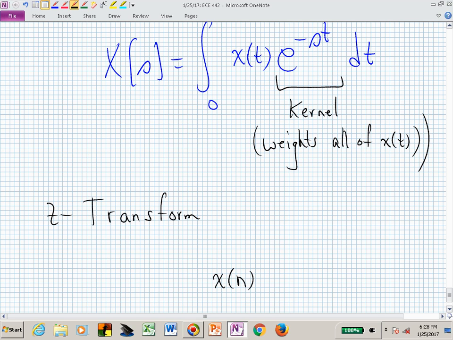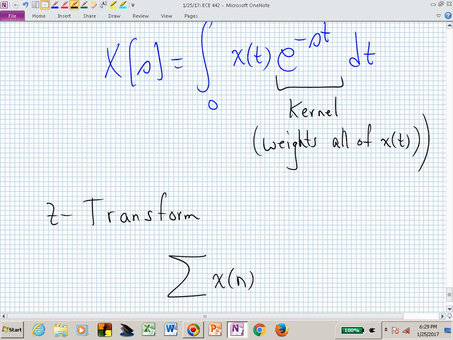But if we are doing something with discrete values, do we integrate? No, we don't integrate with discrete instances. Now we sum. The integral now becomes a summation. And this kernel now, what did we know about the relationship between s and z?